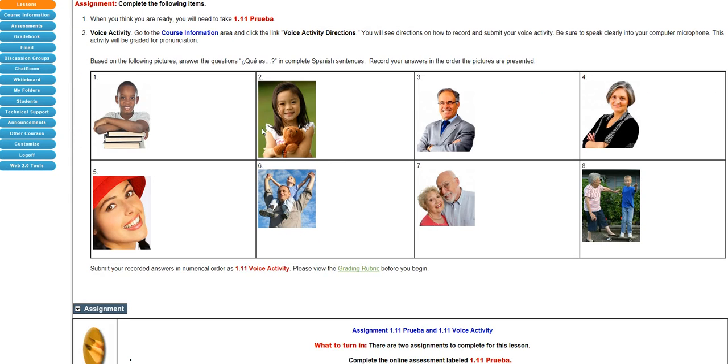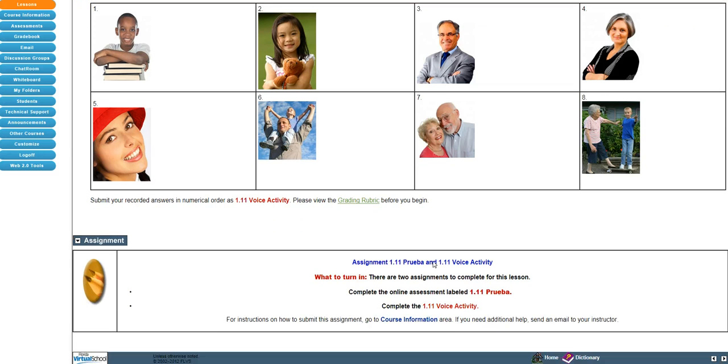Okay, so is this a girl? Is this an unmarried woman? Is this an older woman that may or may not be married, etc.? So that you're going to go ahead and again, you're going to model your sentences saying es and then the name of the person, the noun that describes that person. Okay, go ahead and submit your quiz, submit your voice activity, and you are ready to move on to the next lesson.